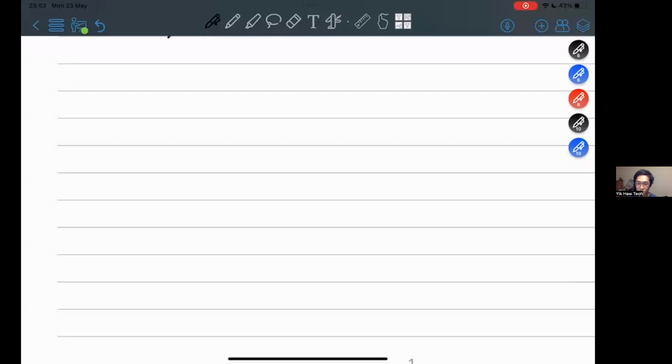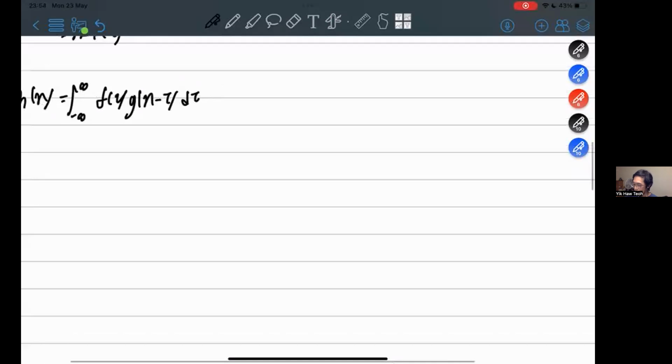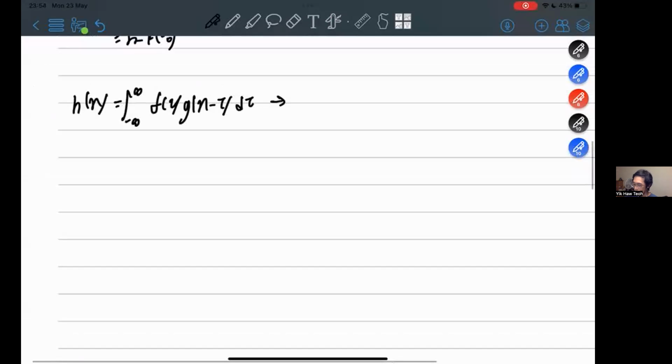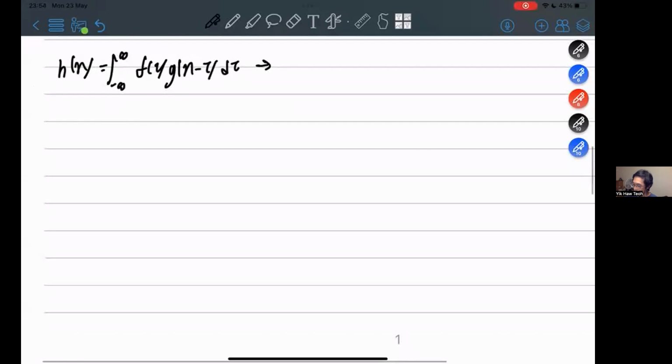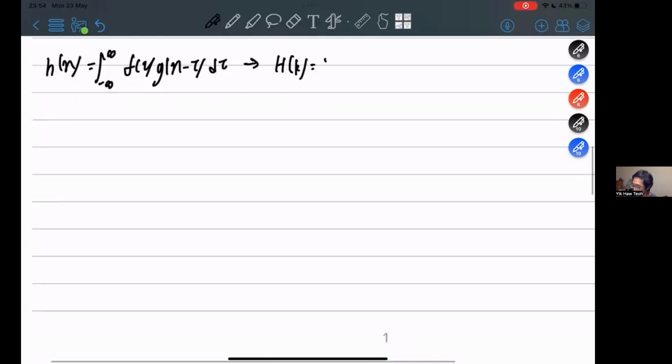First of all, let's say that we have a function h of x equal to the integral from negative infinity to infinity of one function and then another function that we pass through with some delay. We want to prove that the Fourier transform of this function is h of k equal to 2 pi times f of k times g of k.